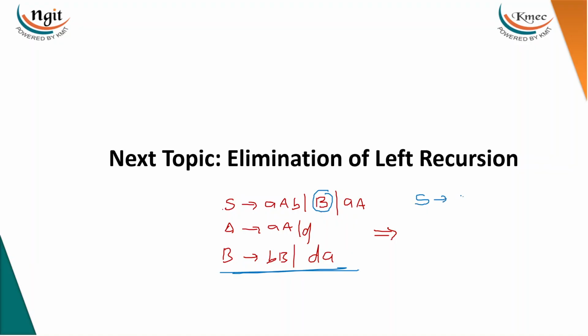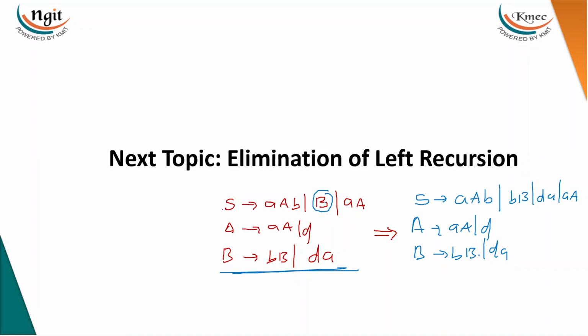And what will happen? S tends to AAB. In place of B, you write BB and DA and AA. Then you can take A tends to AA or D and B tends to BB or DA. That's it. Nothing more than that.